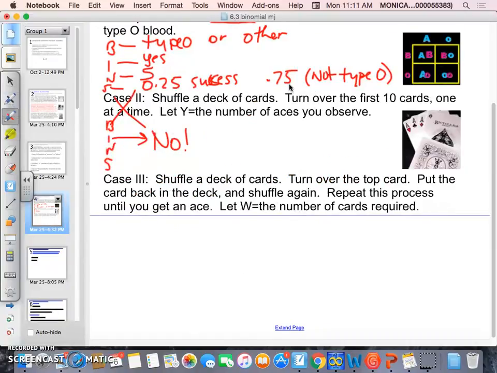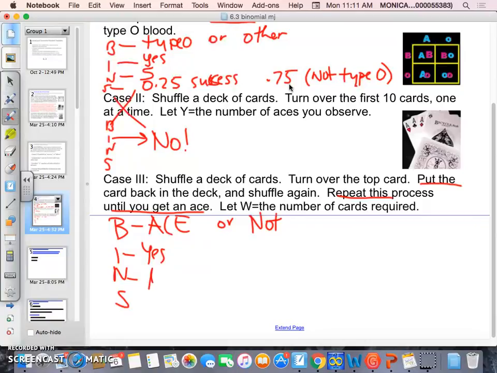And this, you're looking at cards again. You're going to turn over a card, but you're putting the card back and shuffling again. So this would be an example of BINS. So B is getting an ace, or not, right? And then I is, because it's replaced, that's a yes. N is, ooh, but look here. It says, repeat this process until you get an ace.